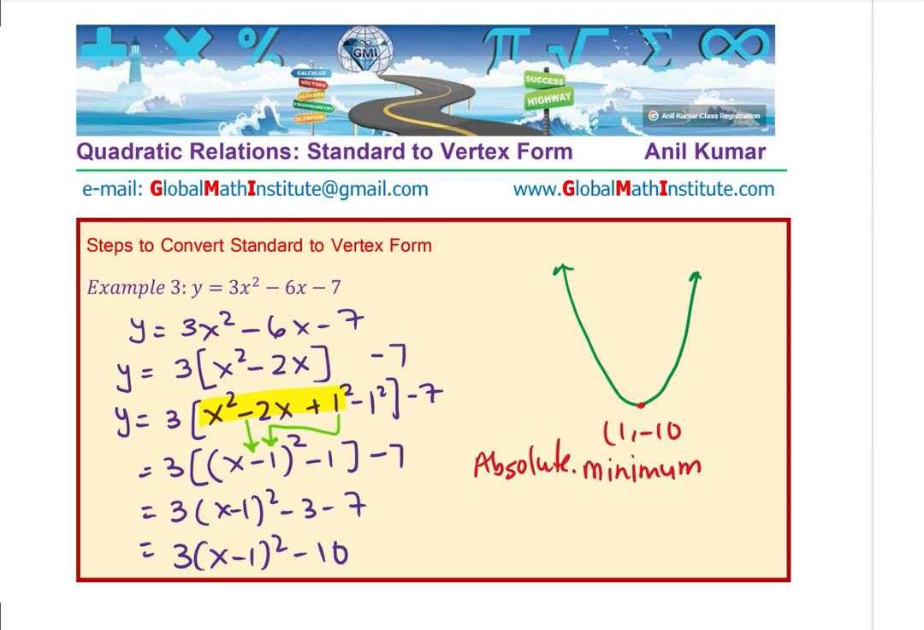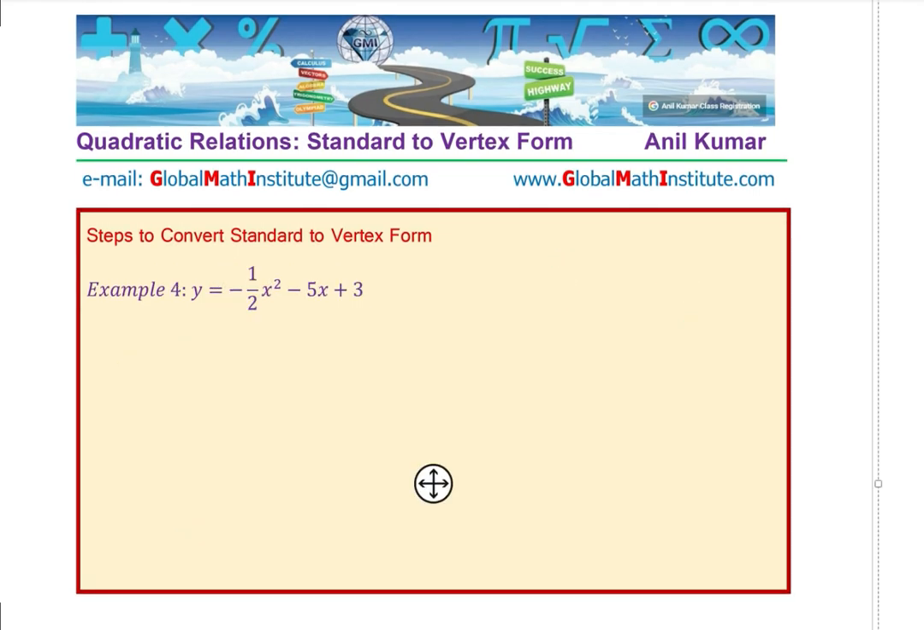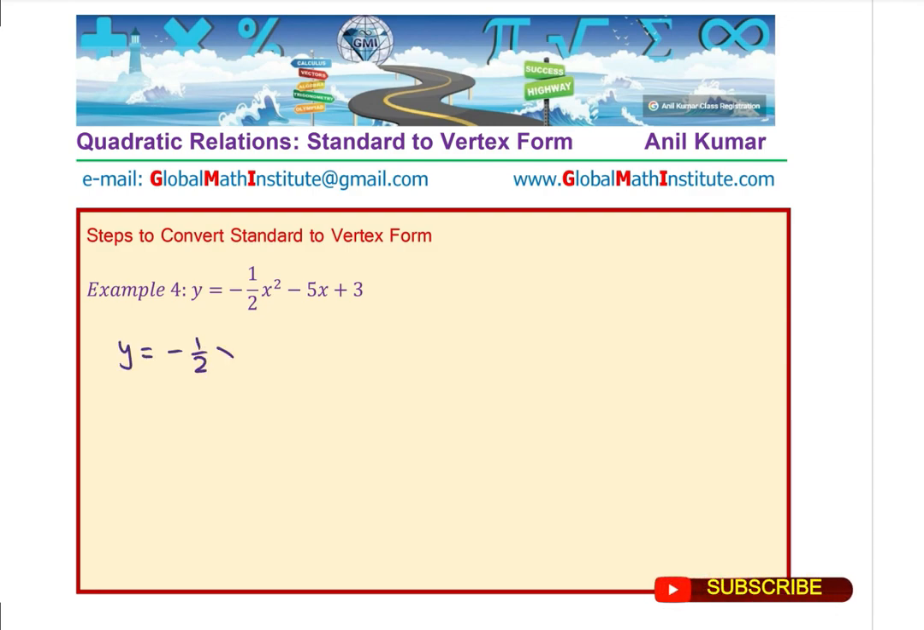So sometimes we use absolute minimum too. And as you know, the axis of symmetry is x equals 1 and so many other things can be defined from this vertex form. So I hope this part is clear, right? So let us practice with one more example where we have this a not equal to 1. So this time we have y equals minus half x squared minus 5x plus 3. Can you tell me what should be my next step?